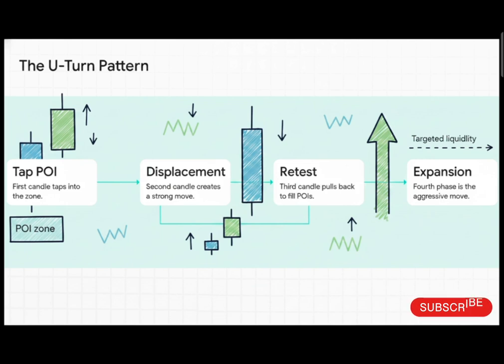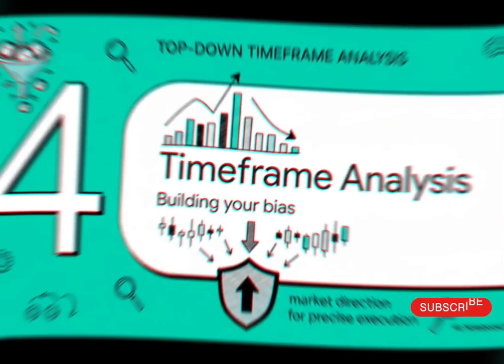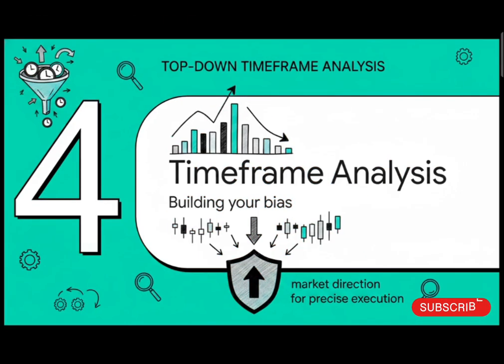Step 3, the third candle pulls back for a retest to fill the lower timeframe POIs that the displacement candle left behind. And finally, Step 4, expansion. This is the aggressive move straight towards your targeted liquidity. If you don't see this exact pattern, the POI is not confirmed, and you absolutely should not be entering that trade.